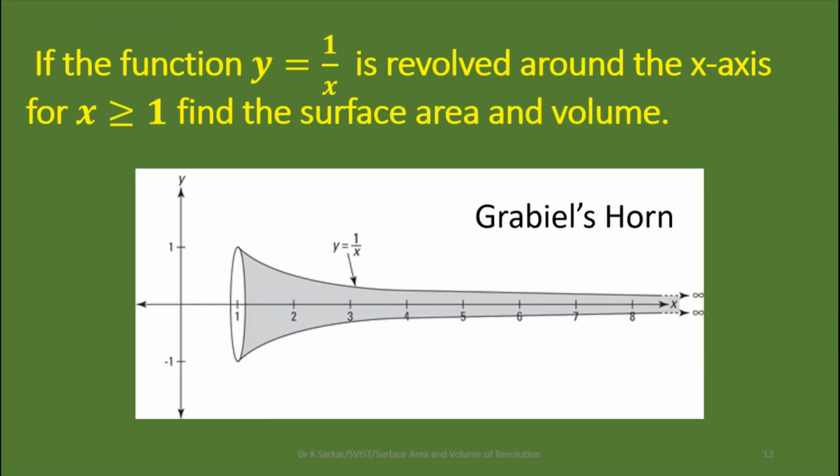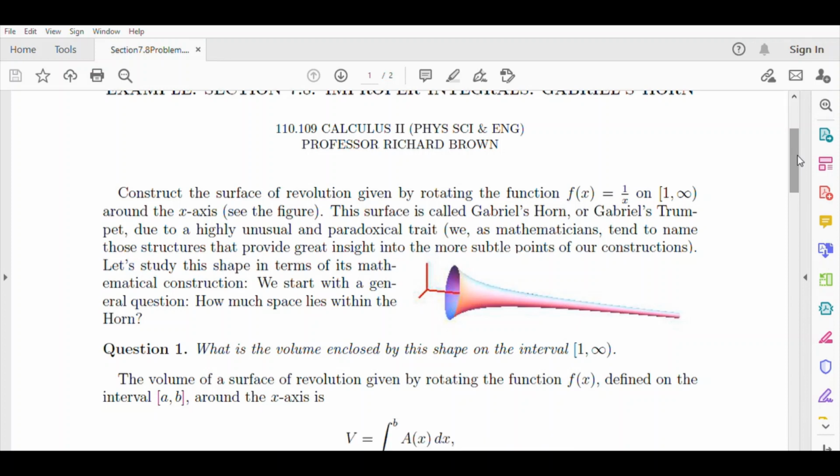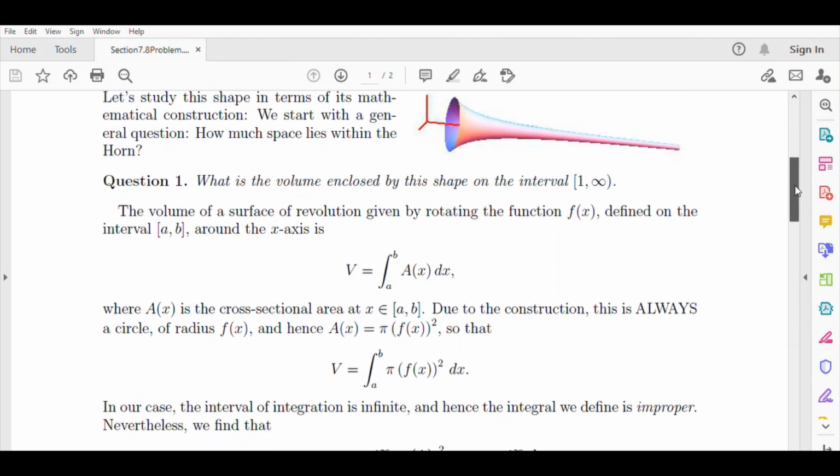Here is Gabriel's horn. If the function y equals 1 by x is revolved around the x-axis for x greater than or equal to 1, find the surface area and volume. Let's see here, the surface area is infinite and the volume is finite. This is the book of Professor Richard Brown, and here the surface area and the volume are derived.